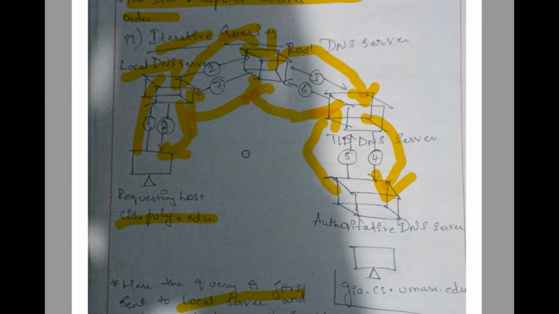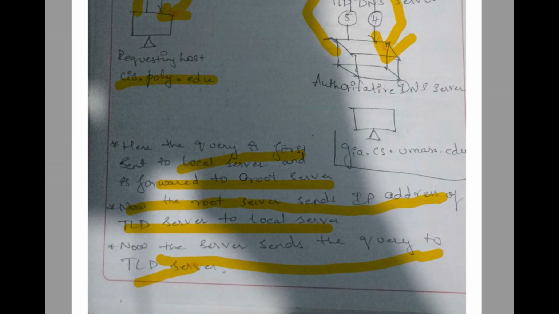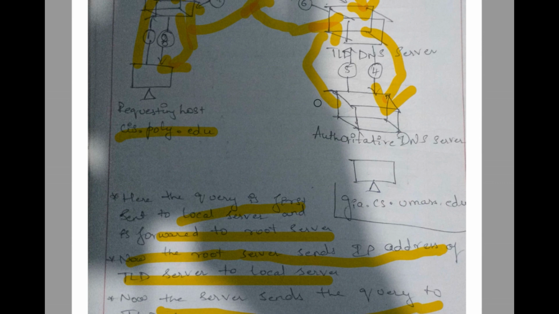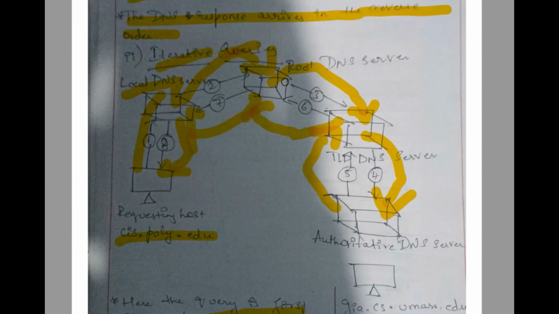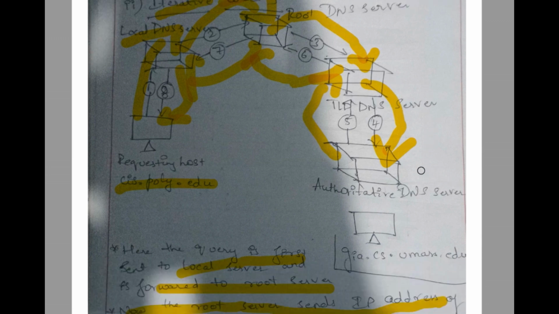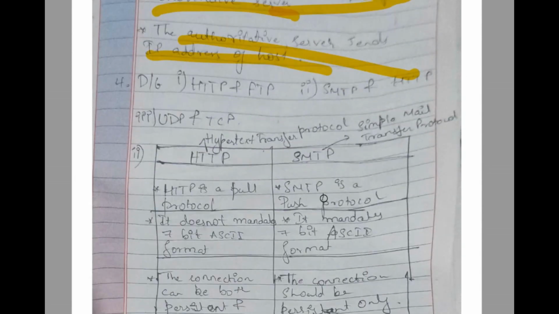Here also it is the same thing, but the part of sending the IP address back to the local DNS is not pointed out. You can write it in the explanation part. There is no issue, but the diagram should include all these parts. The query is sent to the local DNS. The local DNS doesn't have the IP address, so it sends the query to the root DNS. The root DNS sends back the IP address of the TLD server. Now the local DNS sends the query to the TLD server, and the explanation I have given you have to elaborate here. It is simple.